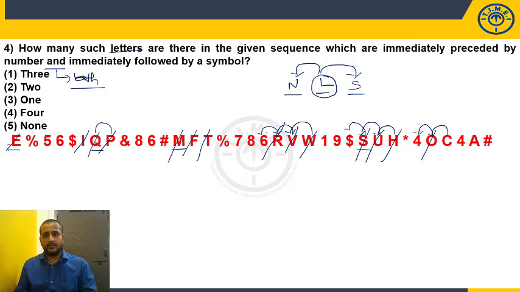C. Is it preceded by a number? No. A. Is it preceded by a number? Yes. Is it followed by a symbol? Yes. So how many letters are there? There is only one such letter, that is A, which is immediately preceded by a number and immediately followed by a symbol. So how many are there? Only one. And one is in choice 3. Answer is 1, but choice is 3.